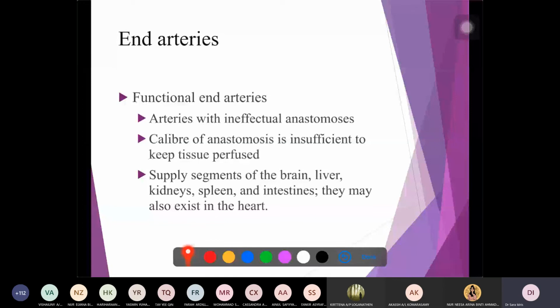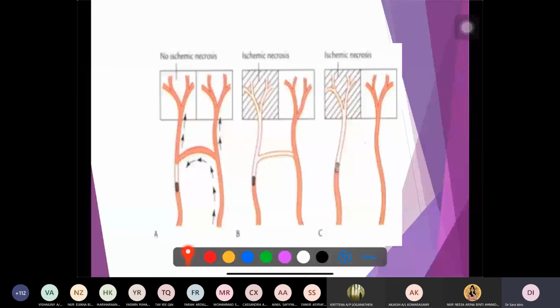So they constantly need a lot of blood supply. Sometimes the arteries that supply these organs, they have anastomosis between each other, but it's just not enough, not big enough, or not significant enough to be considered an anastomosis. Okay, so they're called functional end arteries. So the function itself is not, it resembles an end artery.